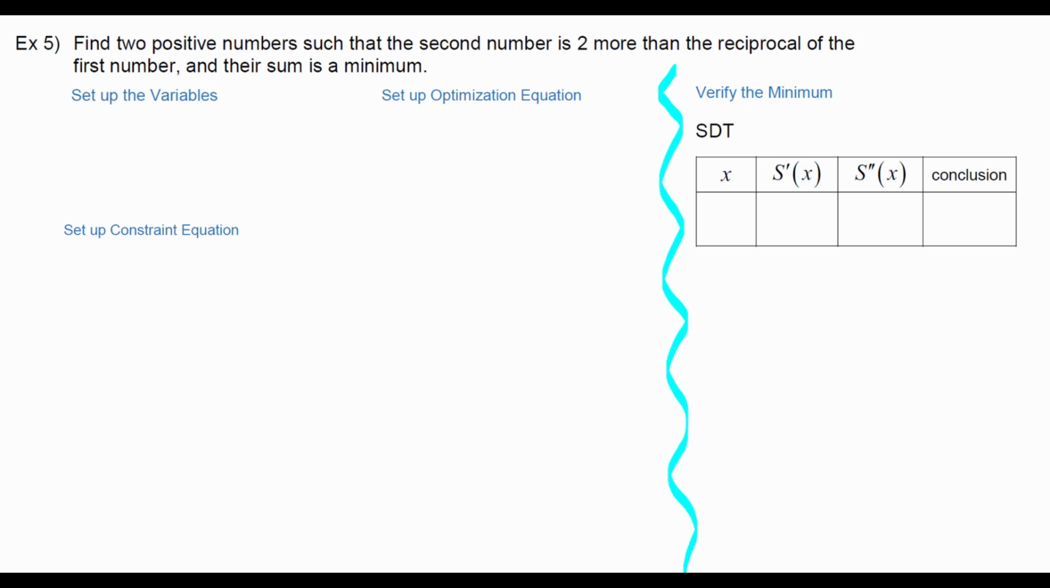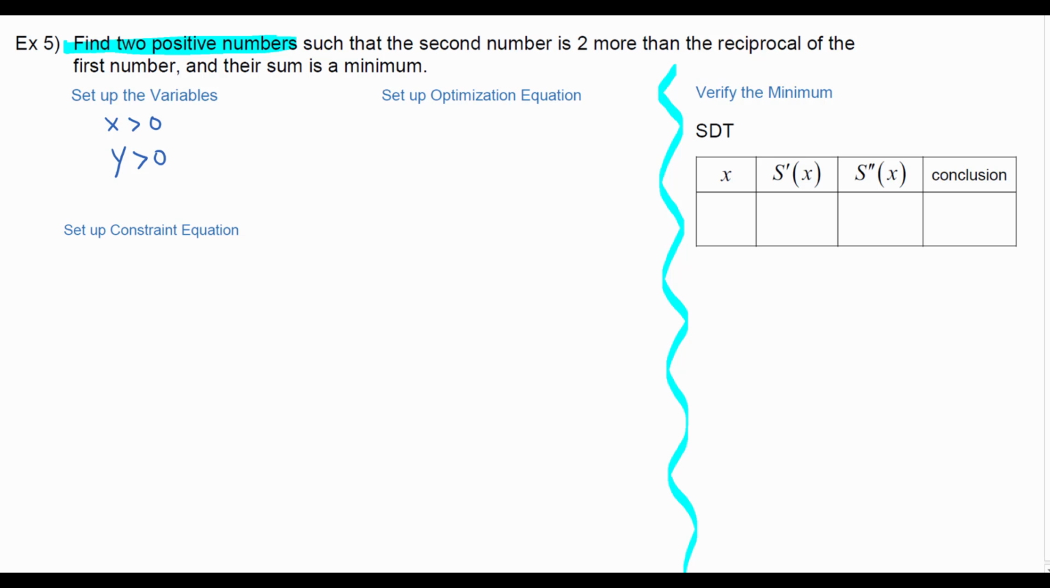Last one. Example 5. Find two positive numbers such that the second number is 2 more than the reciprocal of the first number, and their sum is a minimum. So I have to find two positive numbers. So let's call them x and y. So I need to find x and y, but they said it has to be a positive number. So as I set up my variable, I got my domain as well. And now, what kind of two numbers?